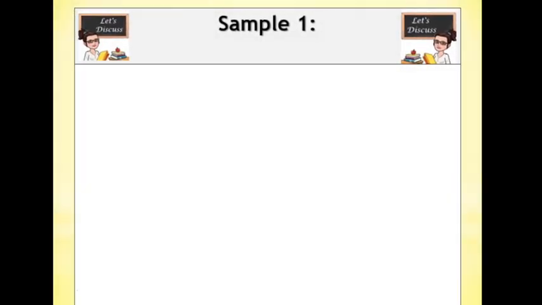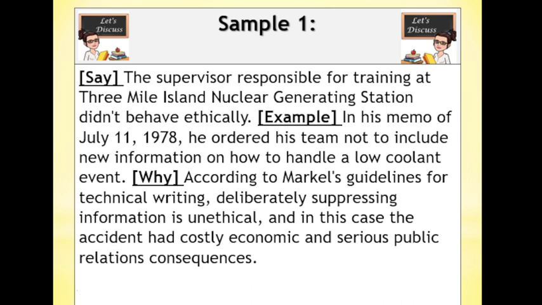Let's have this example number 1. The supervisor responsible for training at 3 Mile Island Nuclear Generating Station didn't behave ethically. In this memo of July 11, 1978, he ordered his team not to include new information on how to handle a low coolant event. According to Markel's guideline for technical writing, deliberately suppressing information is unethical, and in this case, the accident had caused economic and serious public relations consequences.